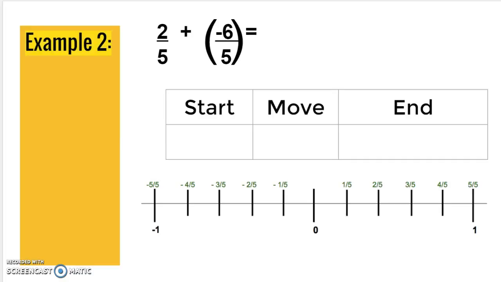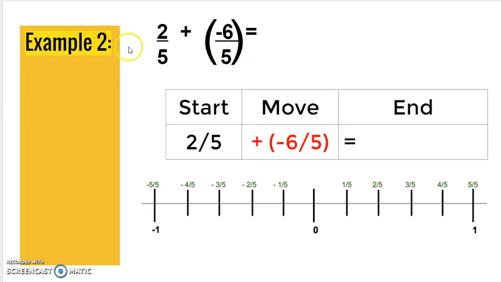Let's look at another example. 2/5 plus -6/5. So again, to model this on the number line, I start at the first number, 2/5, and I'm going to add -6/5. Now if I'm adding negatives, that means I'm going to go in the negative direction. So I find 2/5 on the number line, and then before I start moving, I need to think about how much each space is worth.